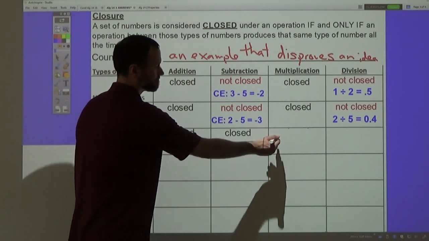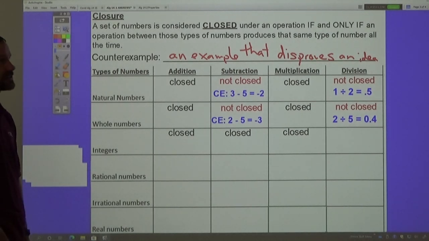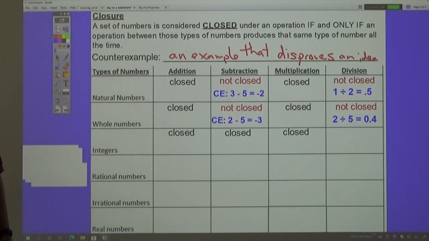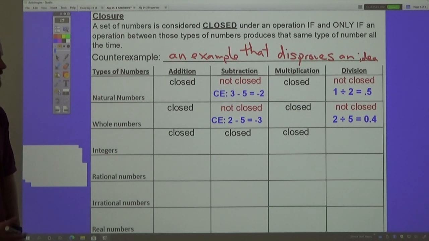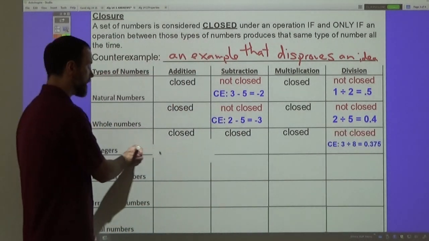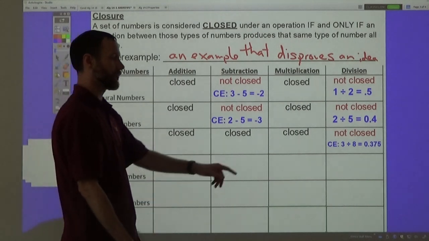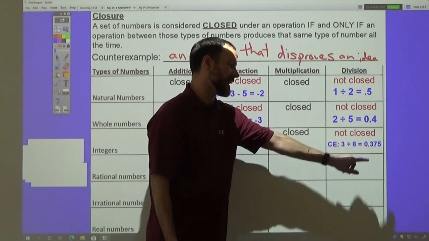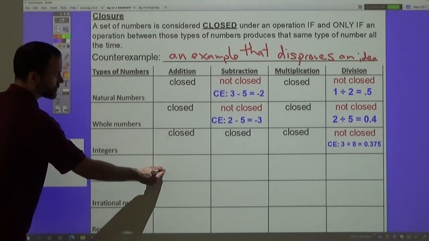You won't get a decimal. Multiplication is closed. 2 times 3 is 6, 5 times 2 is 10. If we throw a negative in there, negative 6 times 5 is negative 30. Those are all integer answers. Division, however, is not closed because we can get a decimal answer. If, for example, you did 3 divided by 8, you get a decimal answer. You can't have that.